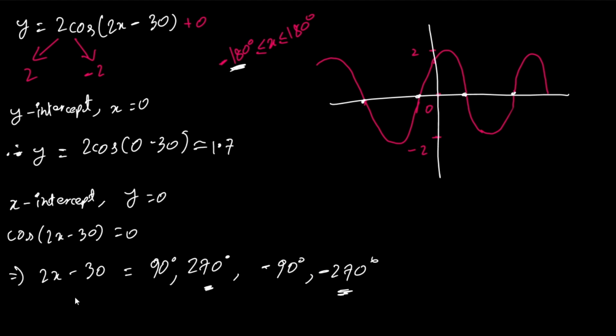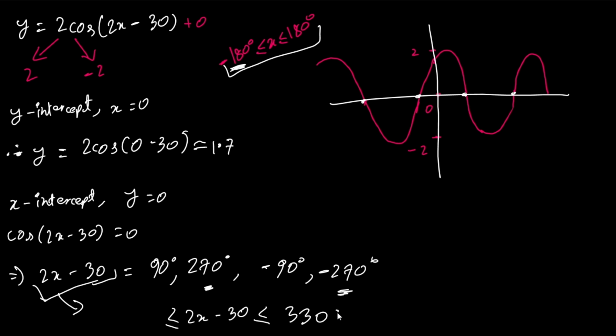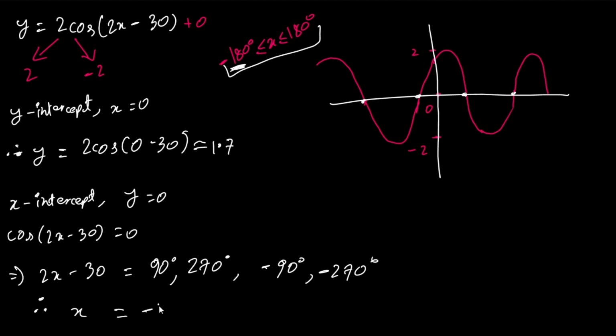cos(2x minus 30) is equal to 0. So for this, we get 2x minus 30 is equal to 90 degrees, negative 90 degrees, and negative 270 degrees. Notice again, just like before, negative 180 to positive 180 is the range of values for x, not for 2x minus 30. For 2x minus 30, it will be negative 390 to positive 330. So based on that, 270 degrees and negative 270 degrees is well within our range. So we can say that x is equal to negative 120 degrees, negative 30 degrees, 60 degrees, and 150 degrees, and then we can label accordingly.